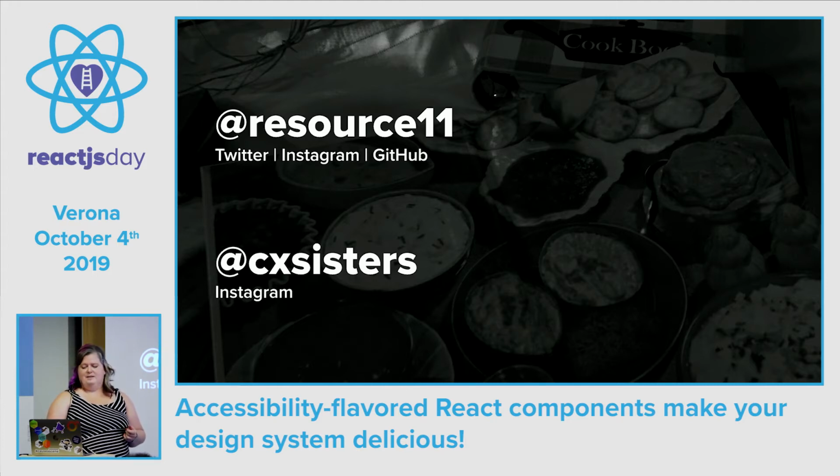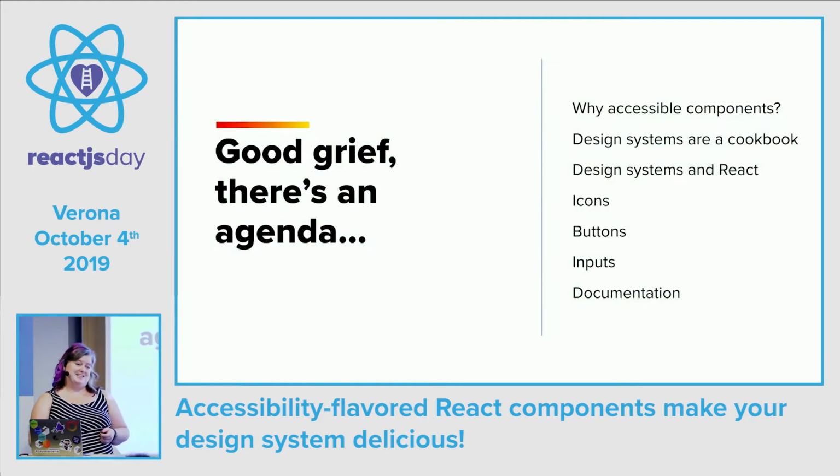And here's an outline of what we'll be covering today. Yes, I have an agenda. I'm going to bring my notes up bigger because I need to see. The topics we're going to cover today are why accessible components, your design system, it's a cookbook, design systems, and React. We're going to go over some patterns for icons, buttons, inputs, documentation, and if we have a little time, I might do a little bit of a demo, so I'm hoping I have some time to do that.